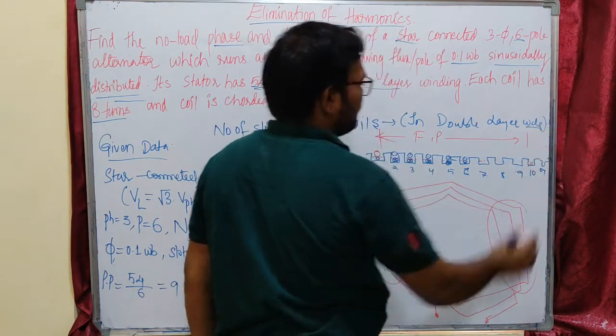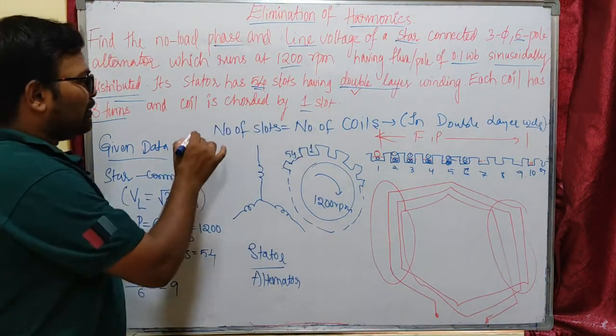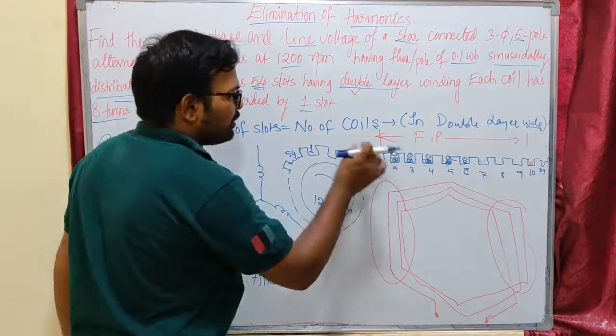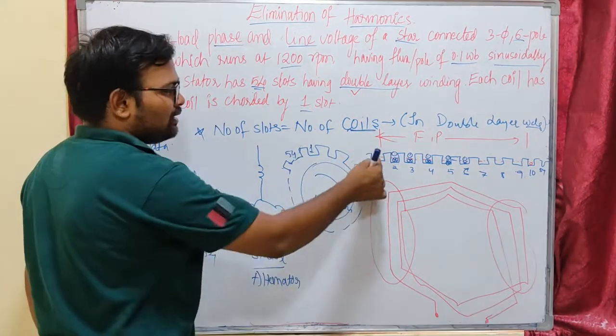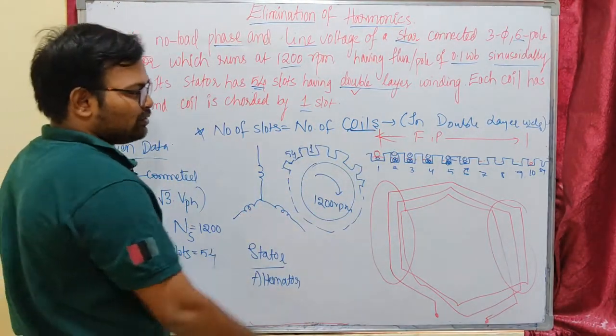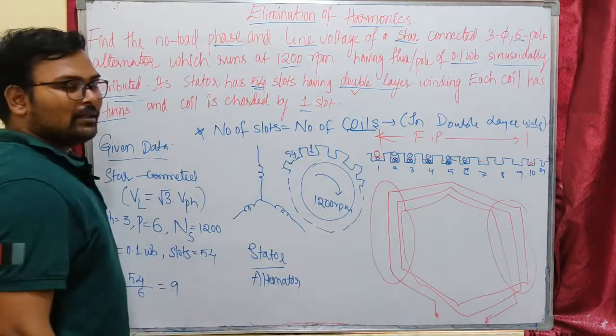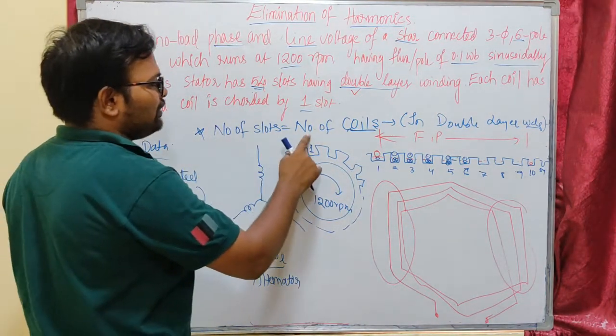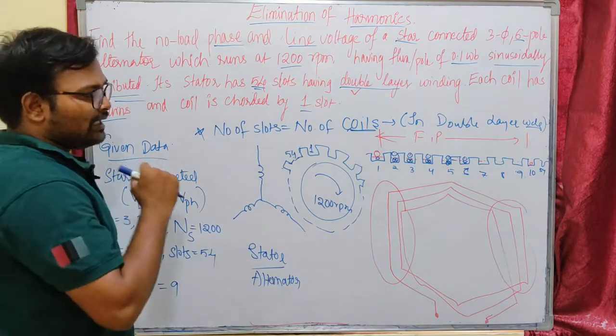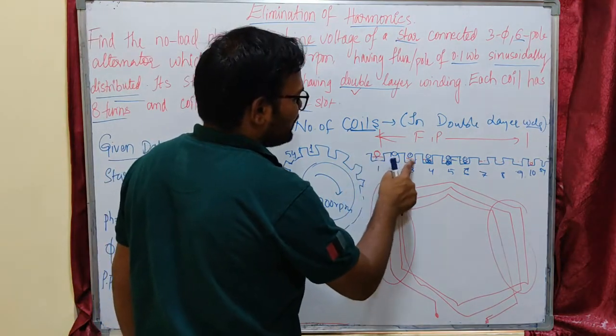Winding, I am writing here, double layer winding. For a double layer winding, the number of slots equals the number of coils, because two coil sides are placed in one slot. So two coil sides contribute one coil. That means the number of slots will be equal to the number of coils in double layer winding. For single layer winding, we will be keeping only one coil side in one slot.